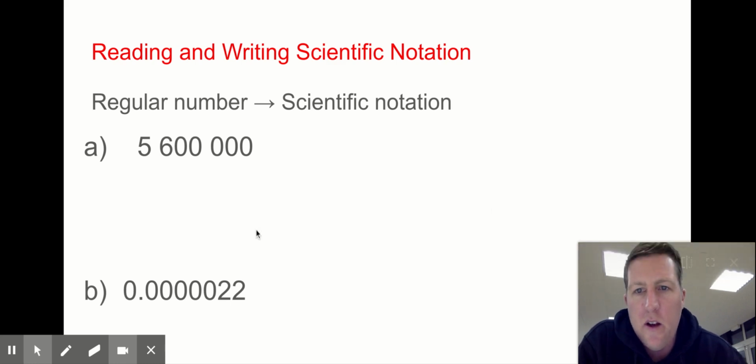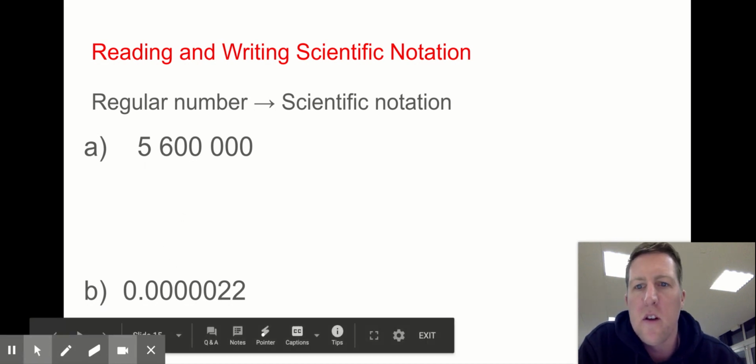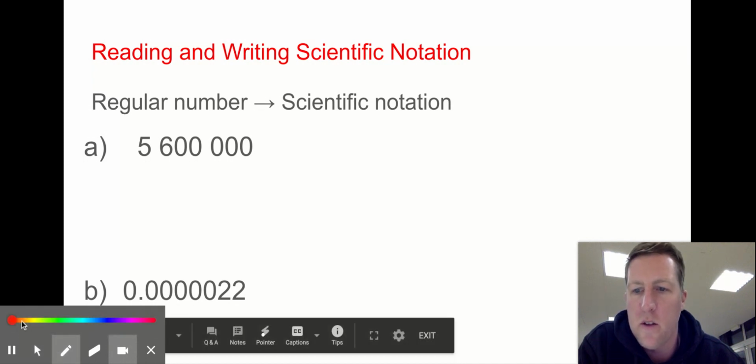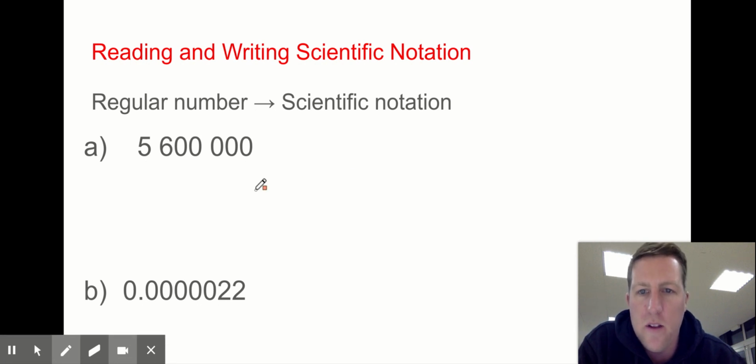All right, so now we've learned a bit about the rules of scientific notation. We're going to learn how to take a regular number. Here are two numbers, the types of numbers we've seen before, and we're going to change them into scientific notation. So the first thing we need to think about is the format that our scientific notation needs to follow.